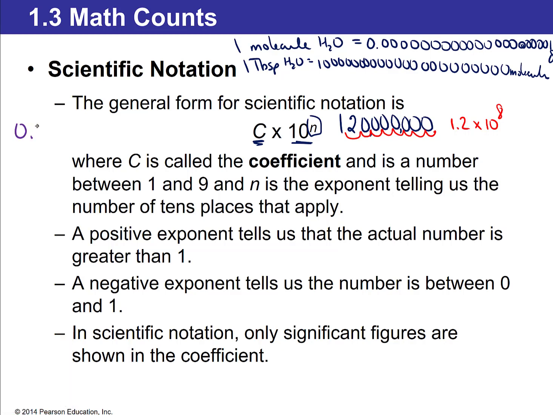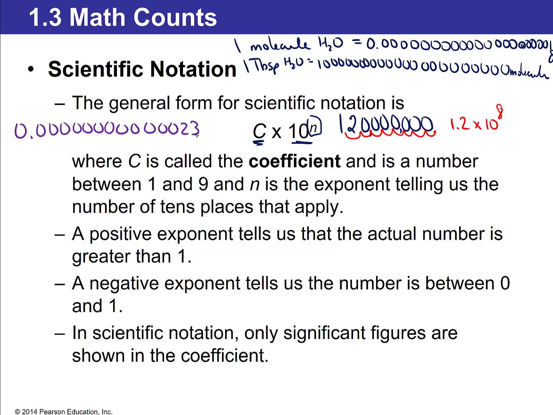If I have 0.00000000023, to put this in scientific notation, you start where the decimal place is. If you don't see a decimal place, it means the decimal place is at the end.